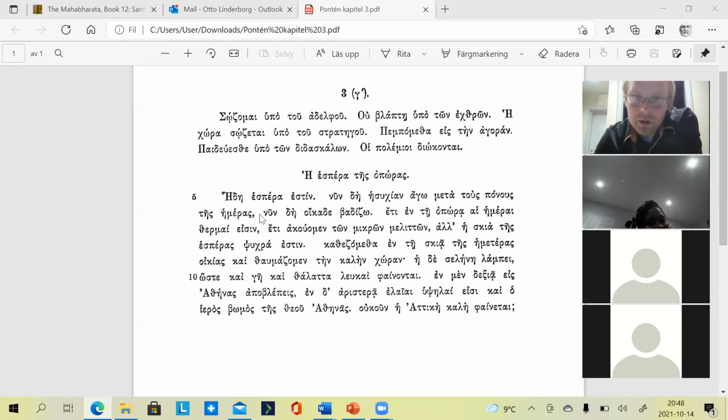And then it continues. Nyn de oikade baditso. So here we have again the same beginning. Now, indeed, or now, truly. Now I truly, and then oikade means towards home. And baditso is I go. Now I go home or walk home. So the whole sentence: now I rest after the toils of the day. Now I walk home.